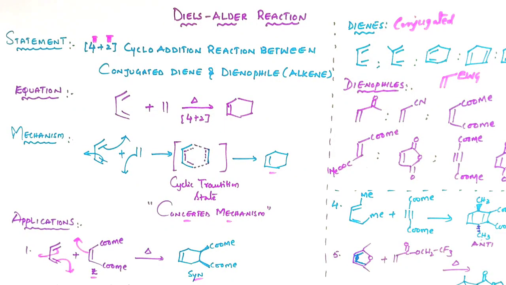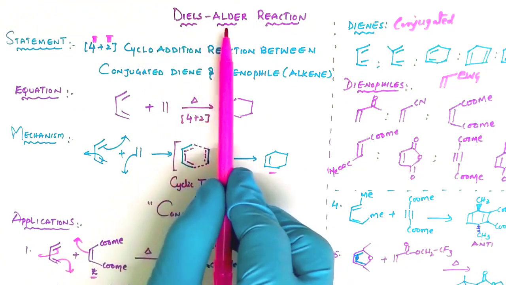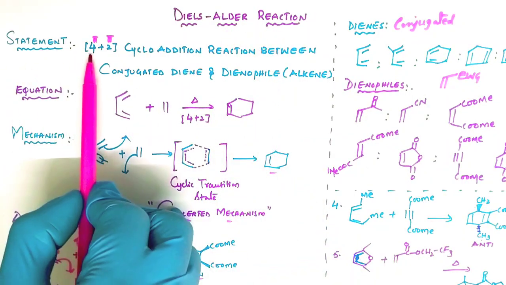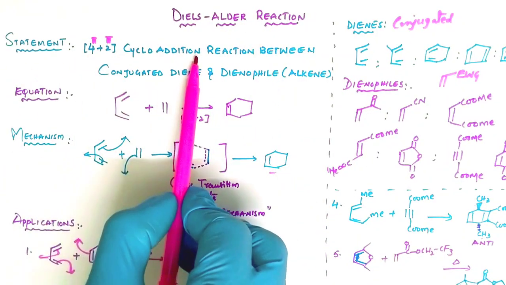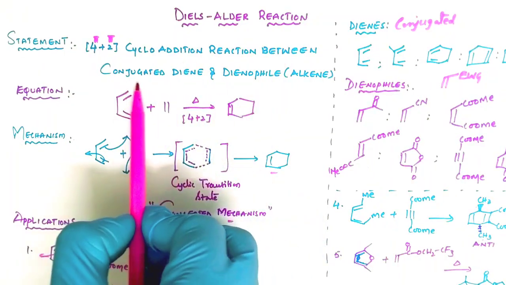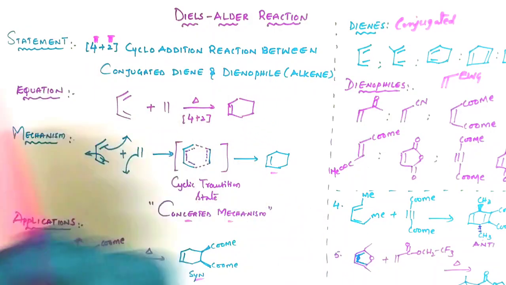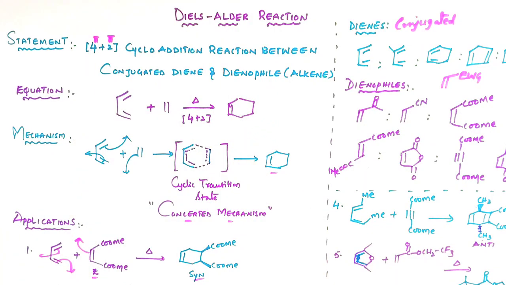Let's discuss the next name reaction, that is Diels-Alder reaction. If you see the statement, 4 pi plus 2 pi cycloaddition reaction between conjugated diene and dienophile. The statement is saying that it is an example of addition reaction. In addition reactions, what we are observing, the combination of two reactants produces a single product. That is the addition reaction.